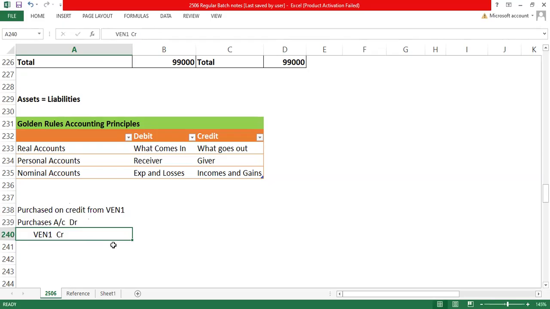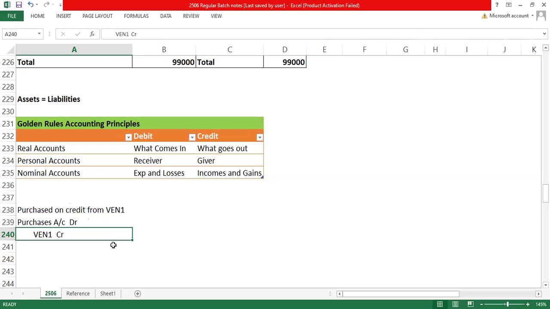Whenever you purchase something, material is coming in, but there is nothing going out. You are not paying cash. It is on a credit basis. That's the reason you need to credit the person who is giving the goods to you. The vendor is giving goods, so you are creating a liability to the vendor.